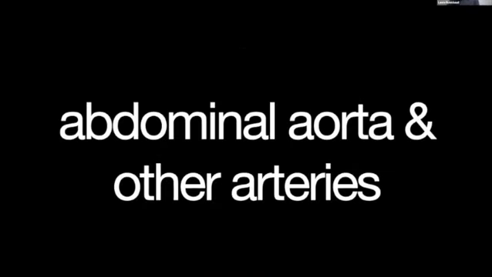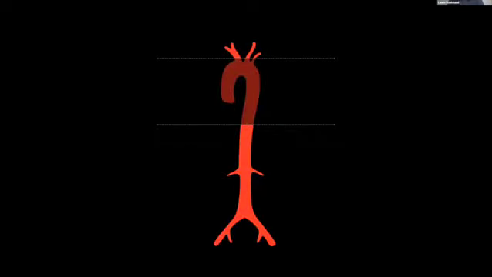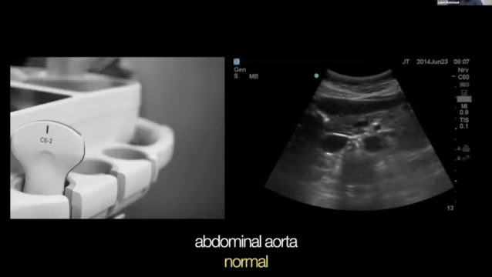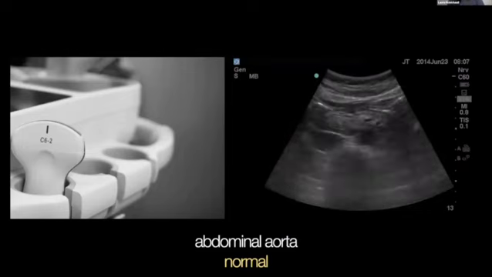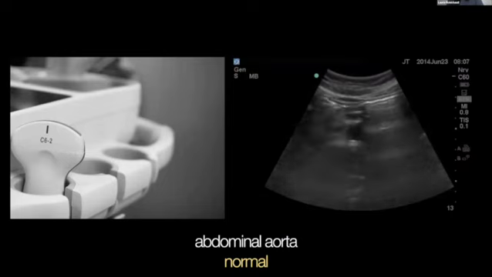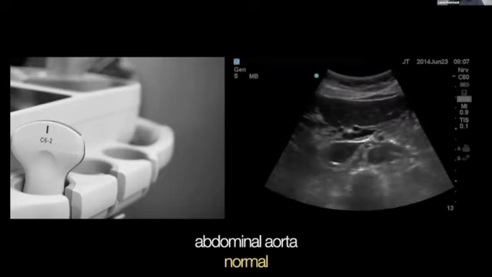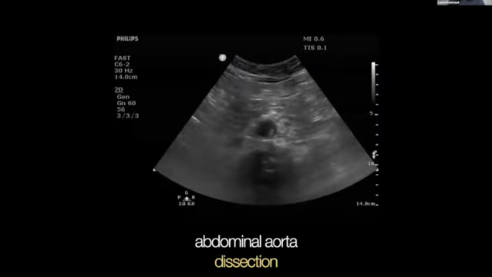Very nice. So that was it for the suprasternal view. What about the abdominal aorta and the other arteries? For the abdominal aorta, you're really going to do the same exact view you would do for an AAA. You're going to put your curvilinear probe and scan down from the xiphoid all the way down to the iliac arteries. A dissection will look like this.